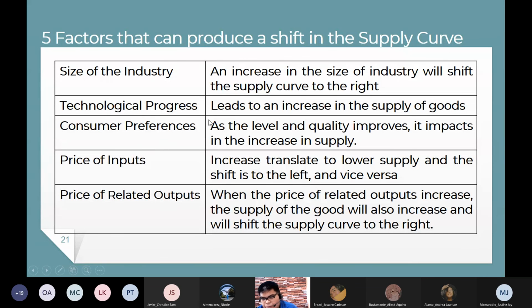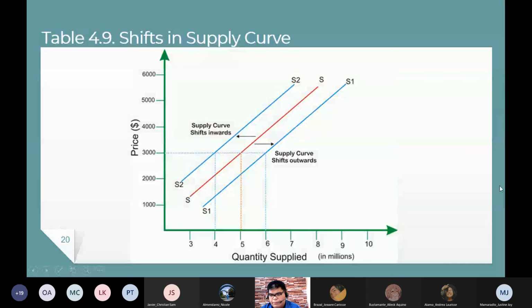Number three, consumer preferences. As the level and quality improves, it results in an increase in supply. So it still shifts to the right. A good example is our mobile phones. Way back in 2013, people usually didn't pay attention to Oppo and Vivo. They improved little by little through their marketing, which you can tackle in your marketing subject. But back then, what people usually bought was Samsung and Apple. Why? Because they were the popular ones.